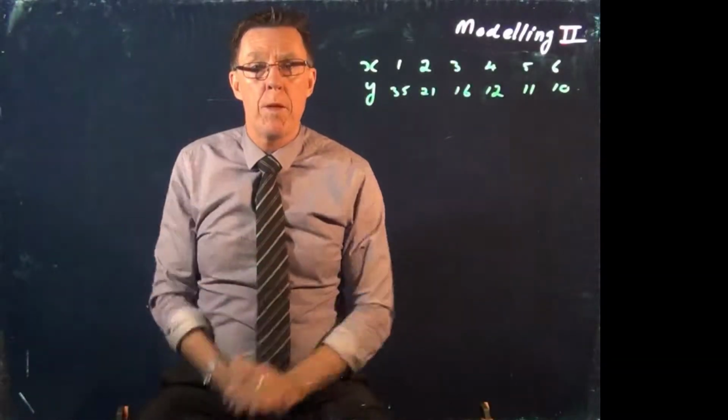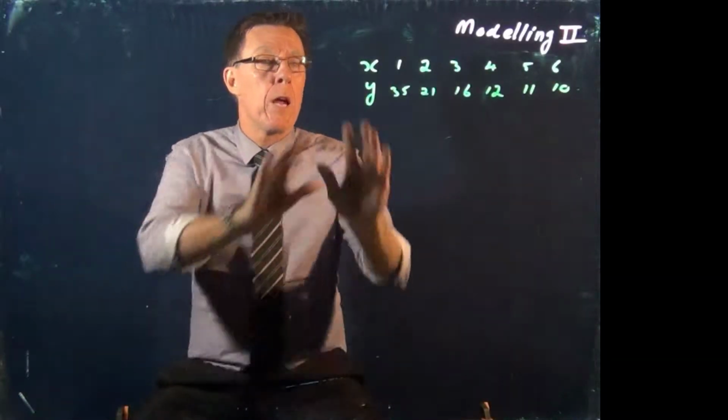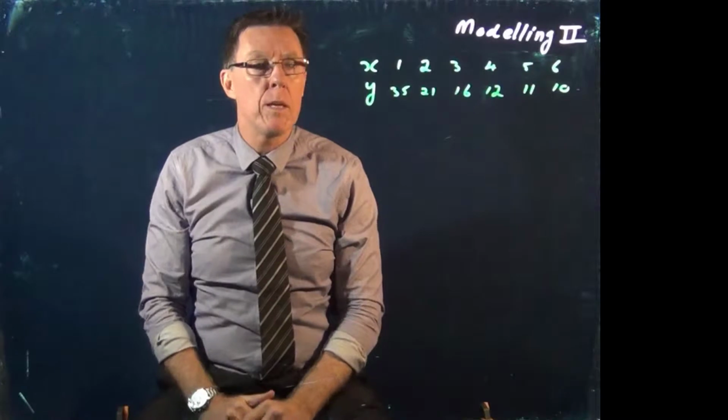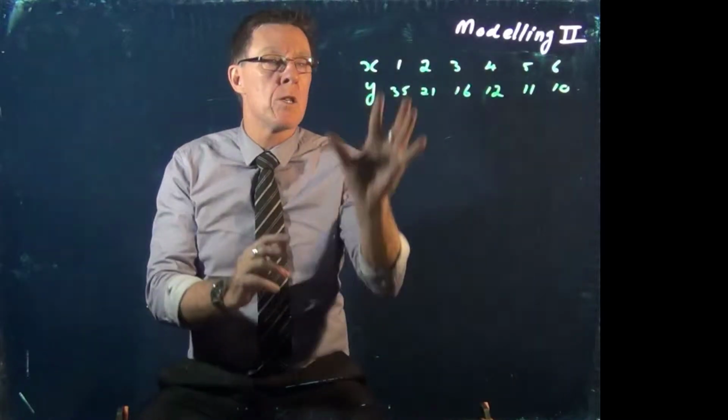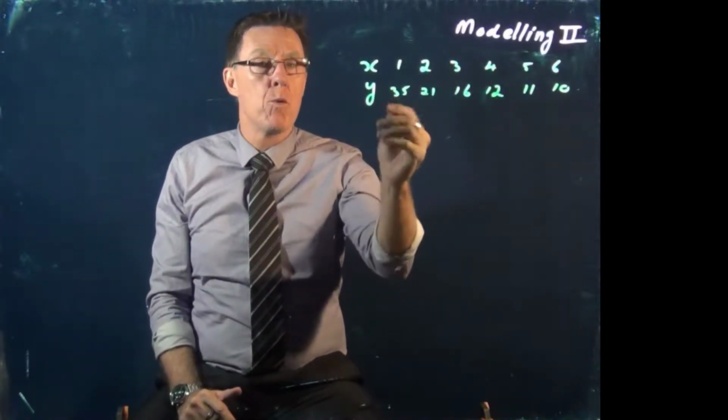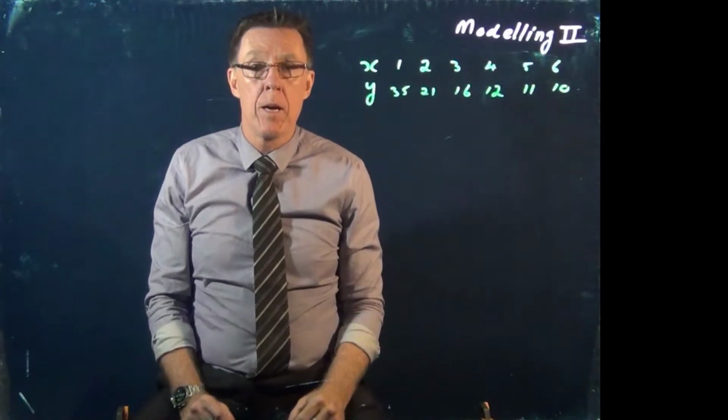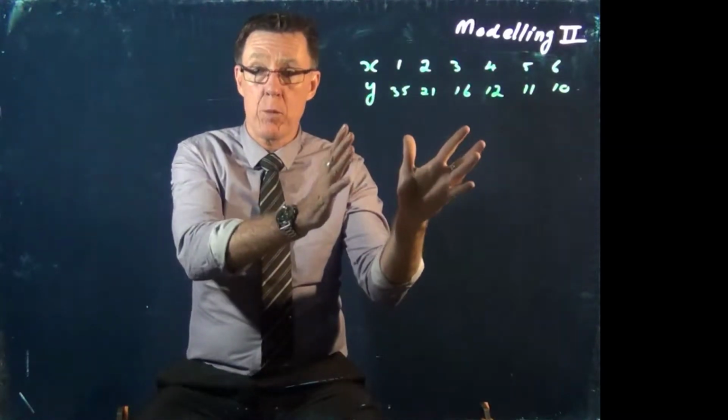Okay, let's do another modelling style question here. Here's a set of data, and we need to come up with a rule that explains what the points are trying to do. So a rule that relates X and Y together. Step one, let's graph that and see what it looks like.